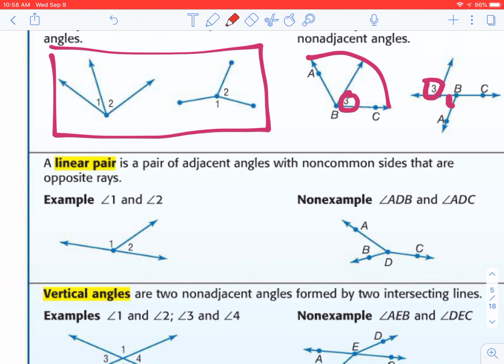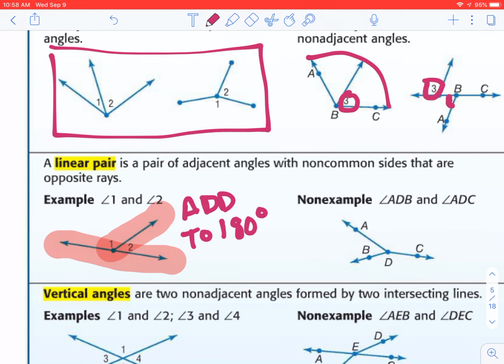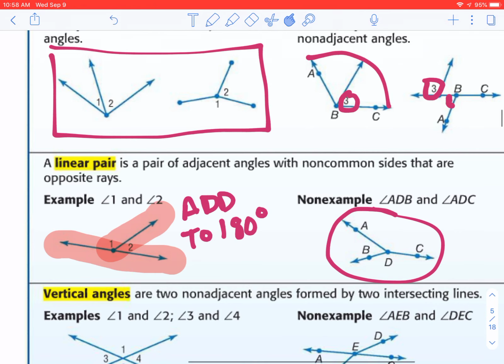All right, linear pair. Linear pair means that I have a straight line, linear, and I have a ray coming out of it. That is a linear pair. And those two angles add to 180 degrees. So anytime we have a straight line, it adds to 180 degrees. This is not a linear pair. Why? It does not have a straight line. So it is not a linear pair. All right, we got to know these, so make sure you know them.